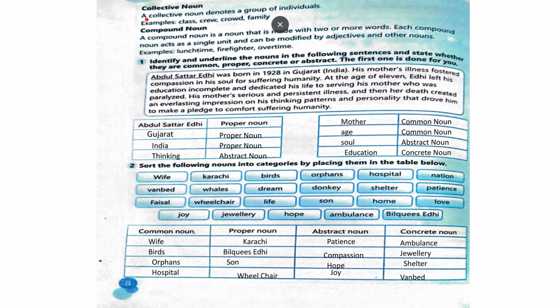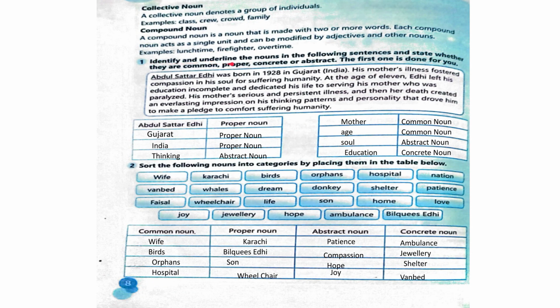Collective noun. A collective noun denotes a group of individuals. Examples: class, crew, crowd, family. Compound noun. A compound noun is a noun that is made with two or more words. Each compound noun acts as a single unit and can be modified by adjectives and other nouns. Examples: lunchtime, firefighter, overtime.